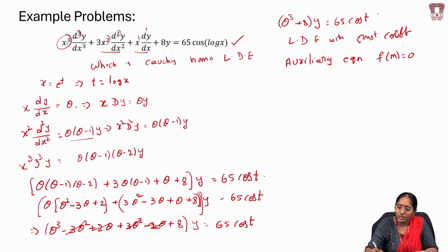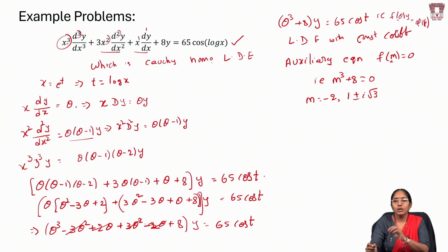Here observe, this is of the form f of theta into y is equal to q of x, that is q of t. Okay. Now, f of m is equal to 0. It is obtained by just replacing theta by m in the left hand side function. That is m cube plus 8 is equal to 0. Now, what are the roots of this equation? The roots are m is equal to minus 2, 1 plus or minus i root 3.